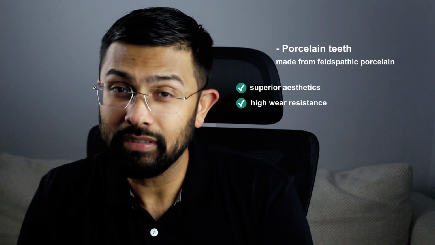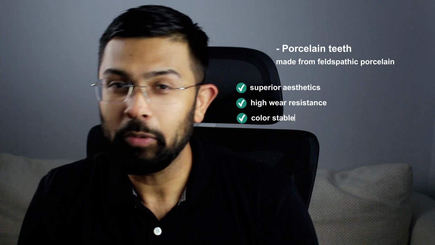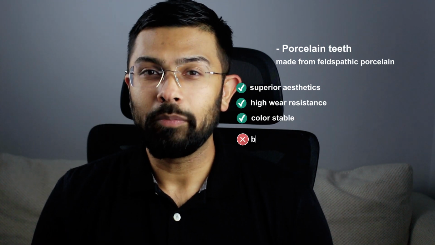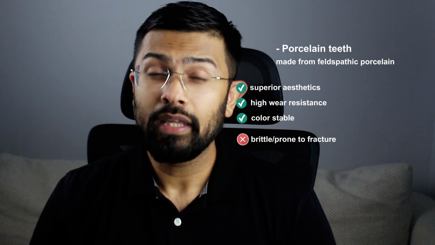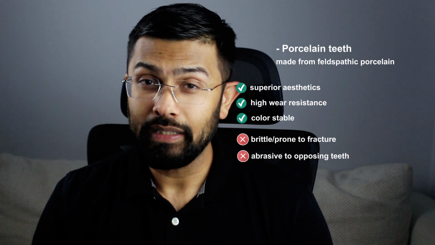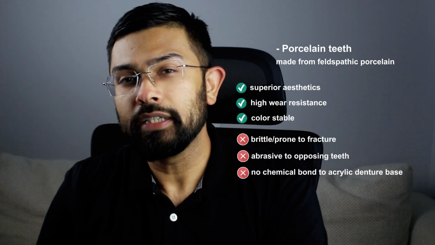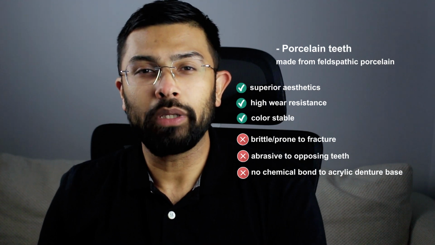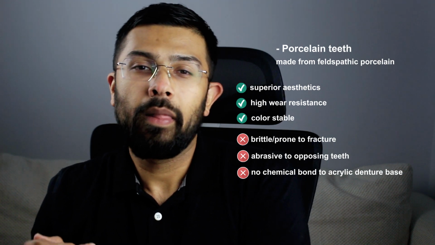So as I just mentioned, the other type of artificial teeth are porcelain teeth. They're made from feldspathic porcelain. They were used more in the past, but now they're less common. The advantages of porcelain teeth are superior aesthetics, they're highly wear resistant, and they're very color stable. Disadvantages are that they're brittle and prone to fracture. They're abrasive to opposing teeth. They do not chemically bond to denture base and require mechanical retention with pins or diatorics.